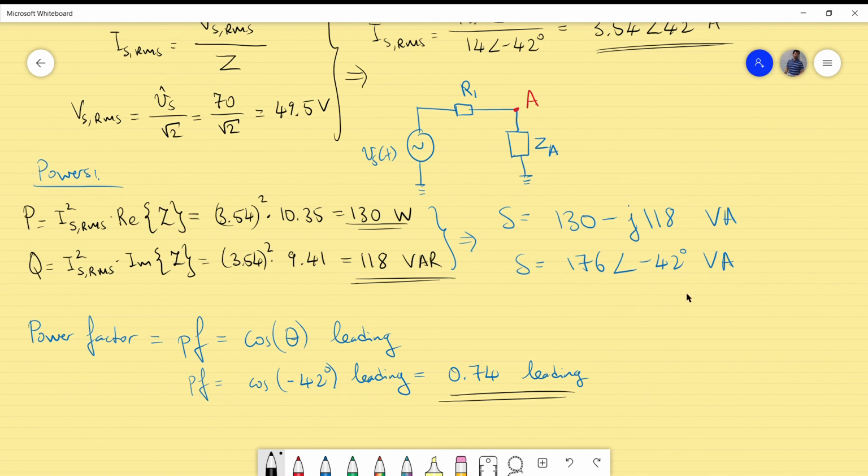I hope this will clear out the situation again in a little bit more complicated circuit.